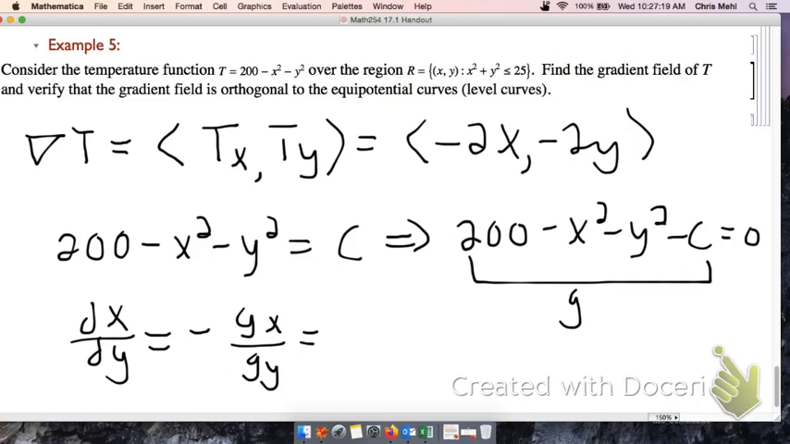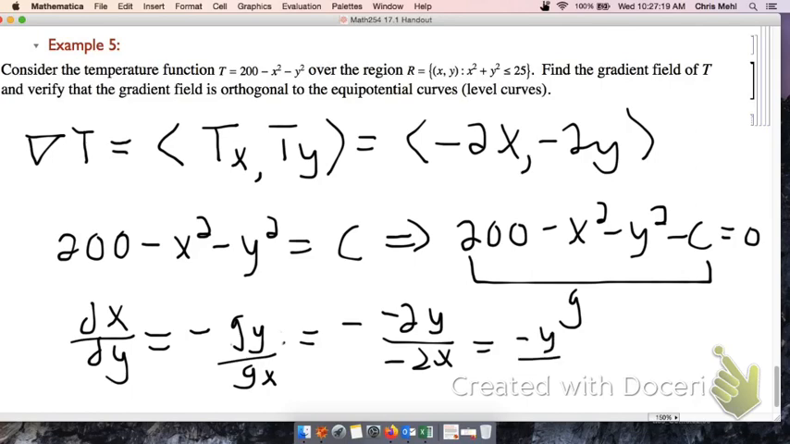Actually, sorry, that's the other way around. It's minus gy over gx. So you end up getting negative minus 2y over minus 2x. So you get minus y over x. So that tells you basically the slope of the tangent line along any level curve.